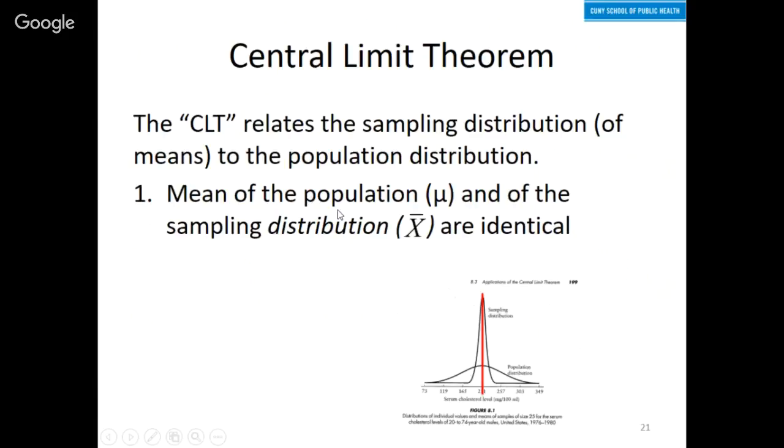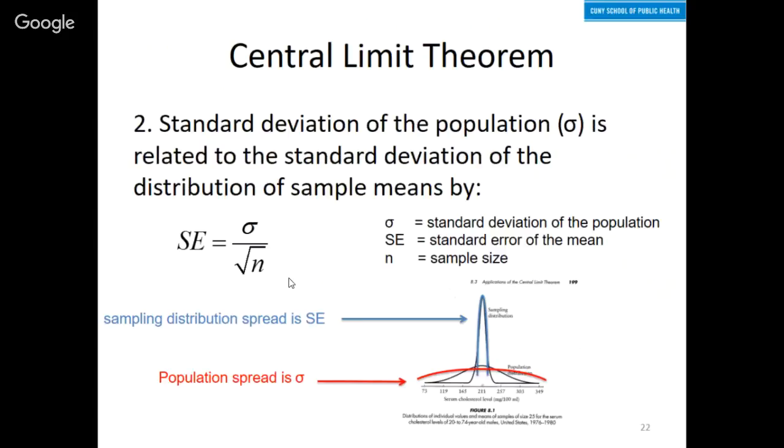The mean of the population and the mean of the sampling distribution are identical. That is always true. Well, maybe I shouldn't say always. I'm sure that there are pathological cases of some very weird distribution where that's not the case. But in practice, this is always the case. So it means that as you take repeated samples and calculate their mean, the mean of those means is the same as the population mean.